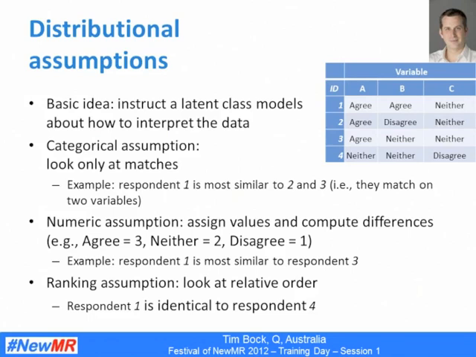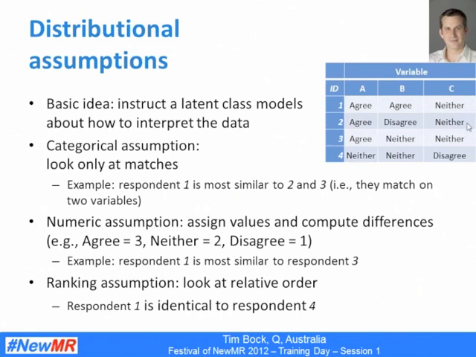So thinking about a rating scale, and here I'm going to show you 4 respondents who have rated 3 statements, and they've been given a choice of responding agree, neither, or disagree. Now, when you adopt a categorical assumption, a latent class model, what happens is the maths of the model at an underlying level just works out which respondents are similar by looking at how many matches they've got.